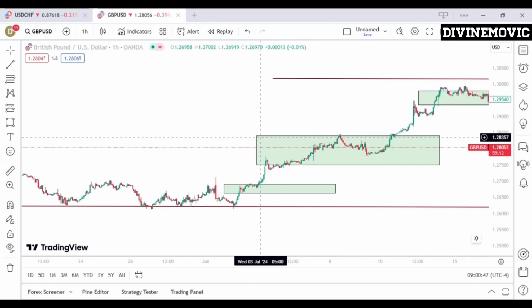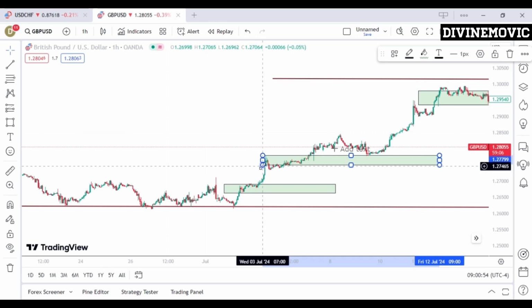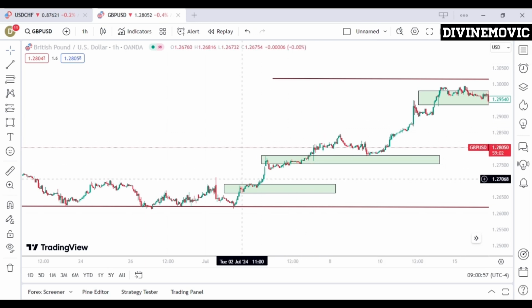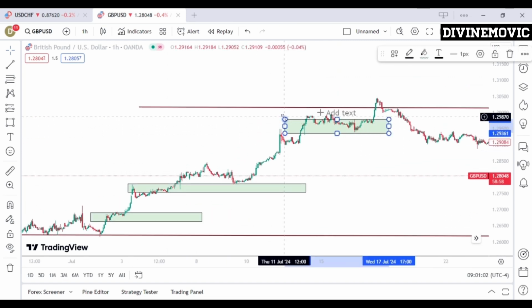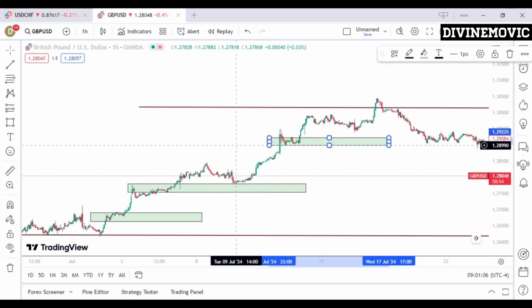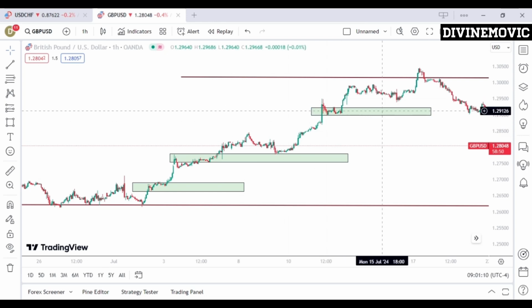And now if I have to refine this point, we're simply going to use this point here to refine this point here as our second demand zone, and here likely our third demand zone. So basically, if I have to define these demand zones now, it's going to become this: the first one, second one, and the third one.